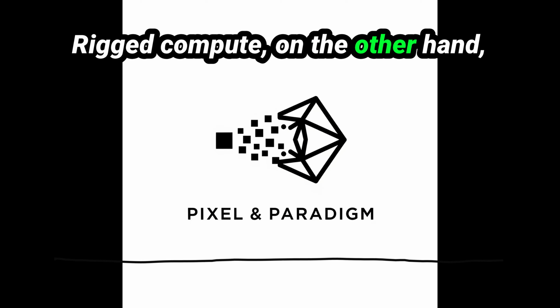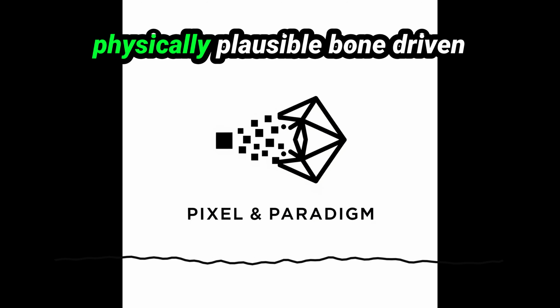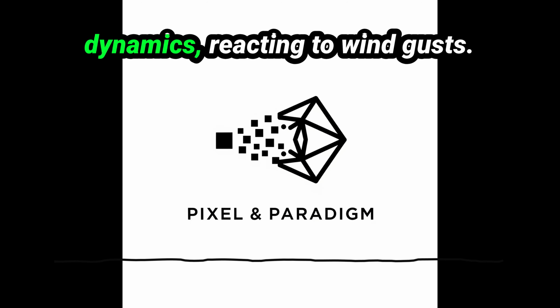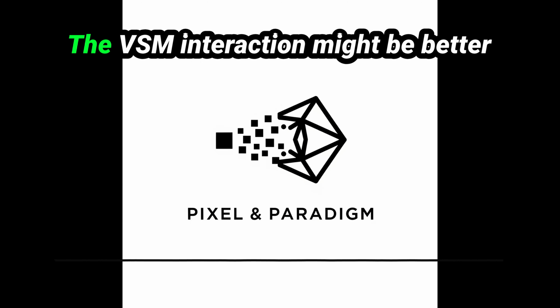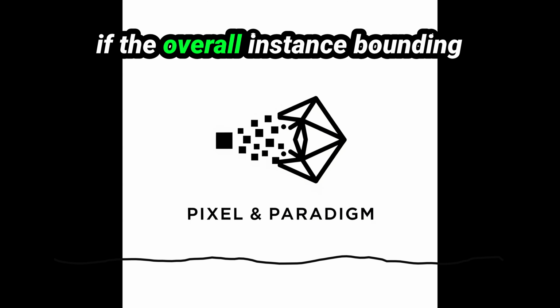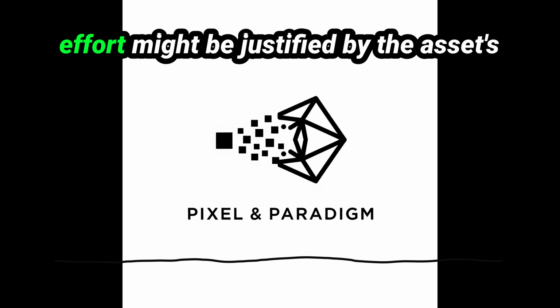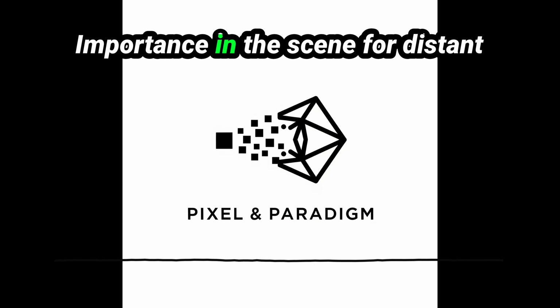Rigged compute, on the other hand, allows for much more sophisticated, physically plausible, bone-driven animation, like detailed branch dynamics reacting to wind gusts. The VSM interaction might be better if the overall instance bounding boxes remain relatively stable, and the higher rigging and development effort might be justified by the asset's importance in the scene.